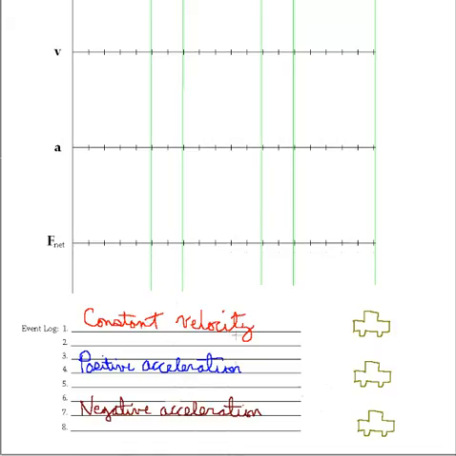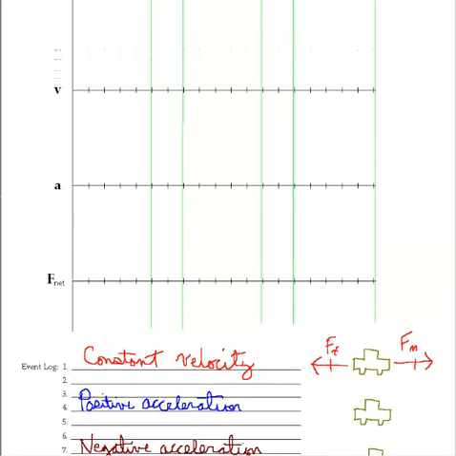So an object that has constant velocity, it doesn't mean that it's not moving, and it doesn't mean that it has no forces. It means the forces are balanced. And so if I have a force of my motor in this direction, I will have the force of friction in the opposite direction, and they will be in equal amounts, and they will cancel each other out, and it will look like this on our graphs.